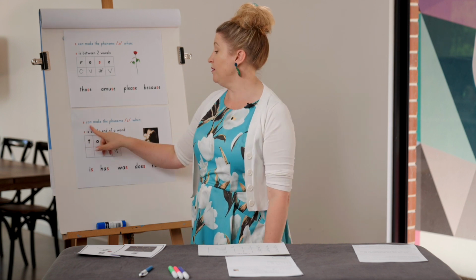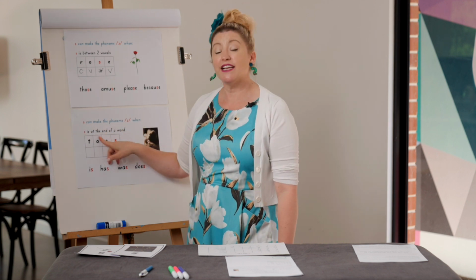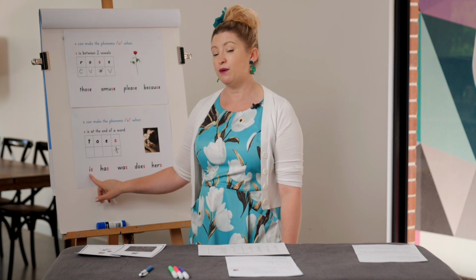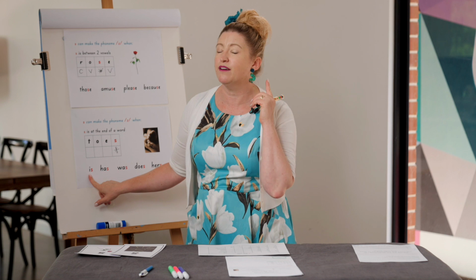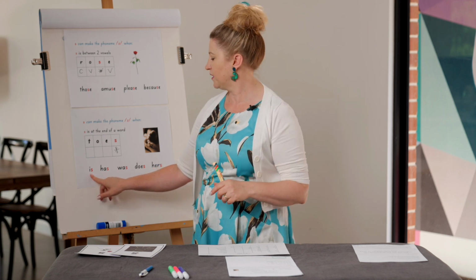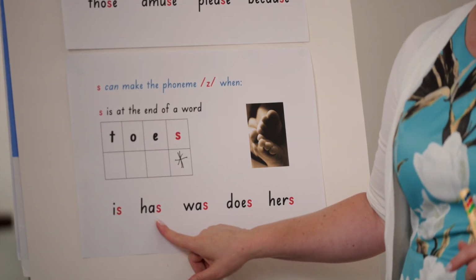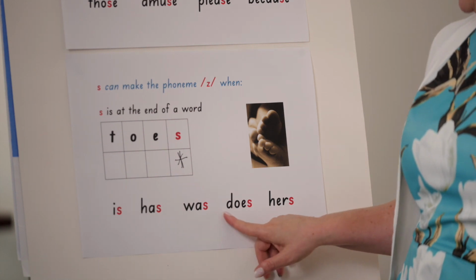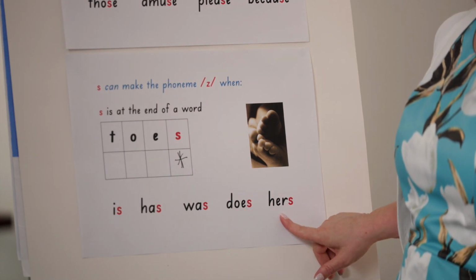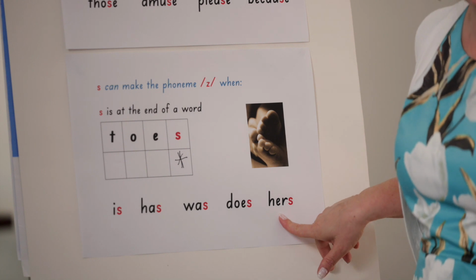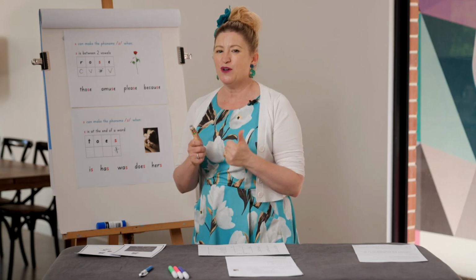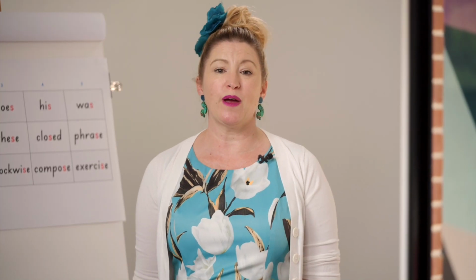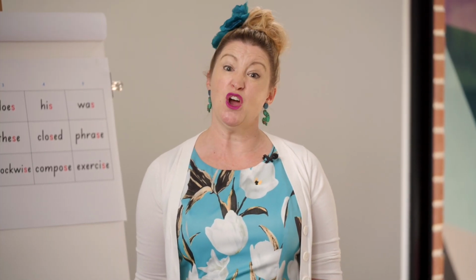S can also make the phoneme Z when S is at the end of a word. Here's some words that have S at the end of the word. Listen carefully and see if you hear S or Z. Is, has, was, does, hers. Did you hear that Z sound? Did you feel your voice being activated? Good job. Let's read some more words where we've got the grapheme S making the phoneme Z.